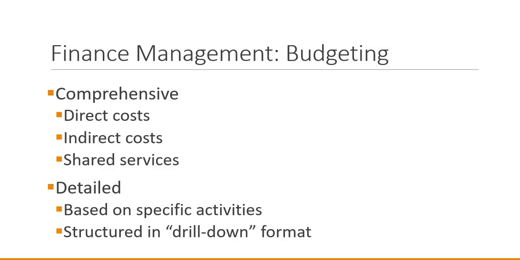Now let's look at the topic of finance management, in particular budgeting. Budgeting should be comprehensive and detailed. Comprehensive means that it includes all aspects of the project. We've discussed direct costs, which are the expenditures directly relating to the project activity. We've discussed indirect costs, which are the administrative and management components of the project.